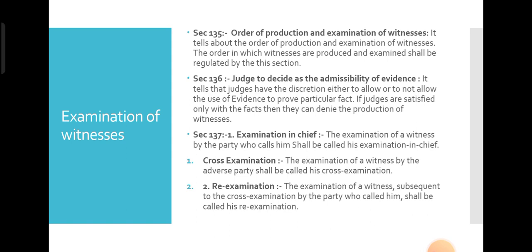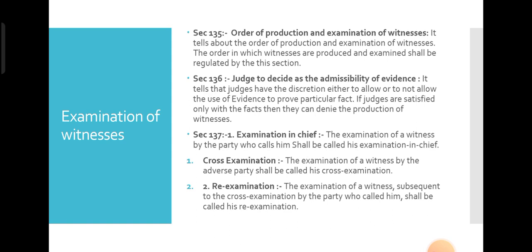Okay, and after that we have section 136, which tells us about the judge to decide as to the admissibility of evidence. Basically, in this section it is told that the judge has the discretion to either allow any evidence or to not allow any evidence. If the judge does not want to allow evidence for any fact, then it is his discretion to allow or not allow. If he wants, then he will allow the evidence. So section 136 talks about this judge's discretion.